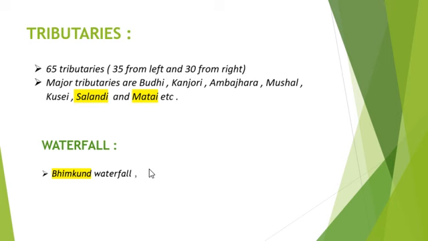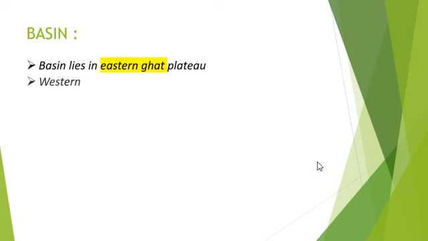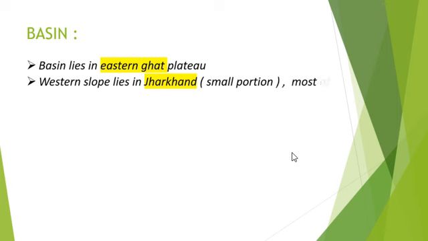There is a waterfall called Bhimkund waterfall that originates from the Bhimkund basin, Bhimkund pool, and its height is about 30 meters. Then come to the basin. Its basin spreads in the Eastern Ghat, mainly in the Eastern Ghat plateau. Its western slopes lie in Jharkhand in a small portion, but most of the major portions lie in Keonjhar.